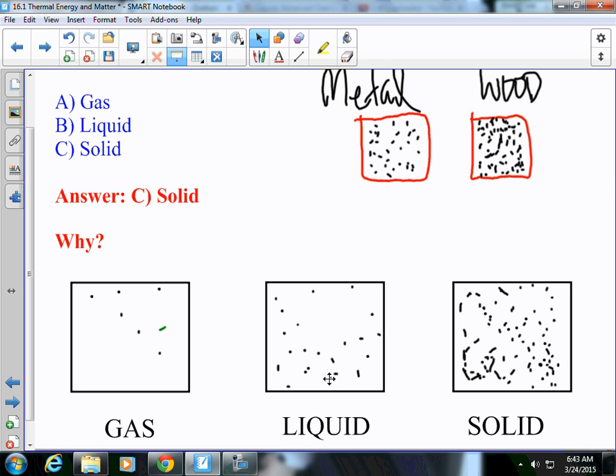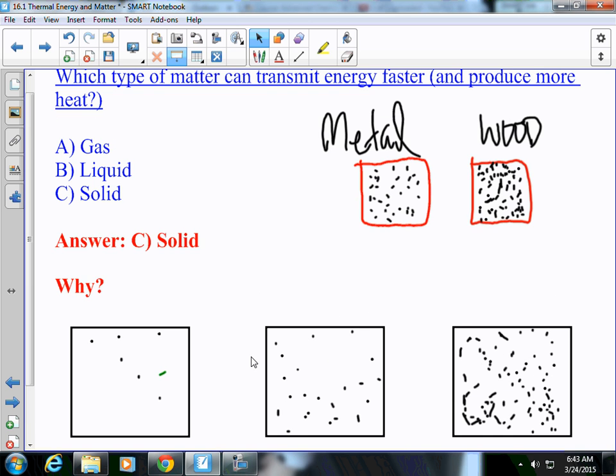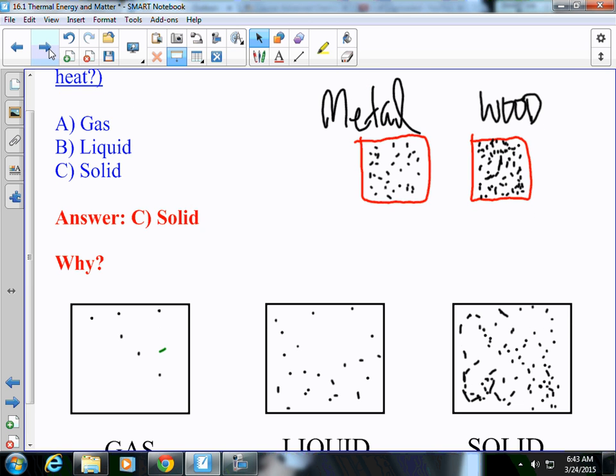Think about it. What heats up faster typically when you're boiling water? The pan, which is made out of a solid metal, or the water? Typically the pan does, right? Because the molecules are closer together. That's why it takes a long time to warm liquid up, particularly water.